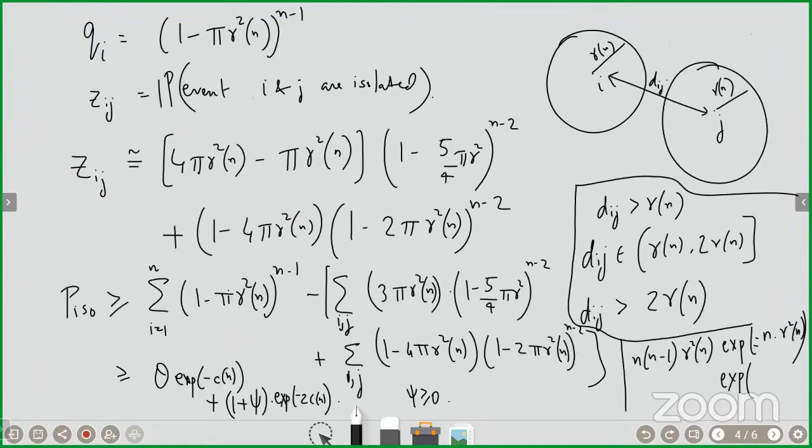So by definition, P D, which is the disconnection probability, 1 minus P C, the connectivity probability, is greater than or equal to the probability of isolation, which is greater than or equal to theta. Where is the minus there? So there's a minus over there. There is a minus here. So this is not plus.